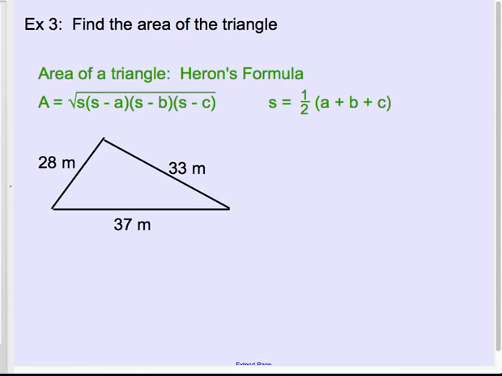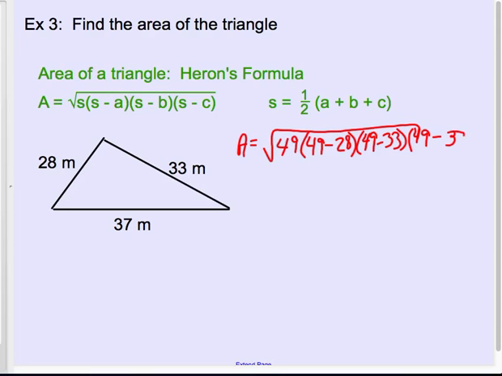All right, so I've got the formula up again because it's a complicated one. So we're going to start with area equals the square root of, adding all of our sides together, we get 98, so half of that is 49. So our S is 49, and then we take 49 and subtract each of our sides. So 49 minus 28 times 49 minus 33 times 49 minus 37.